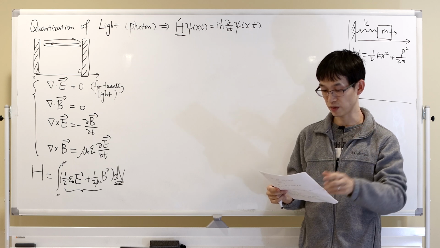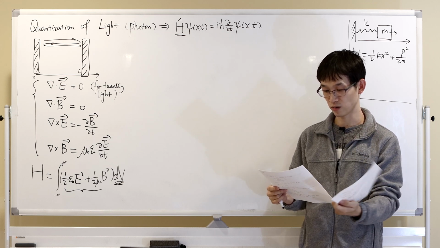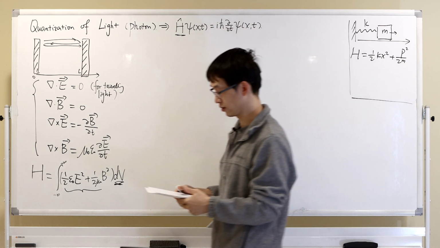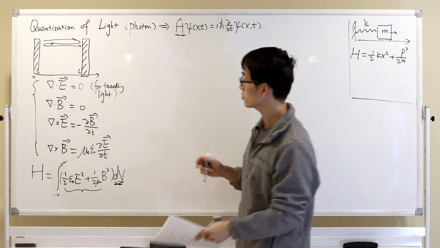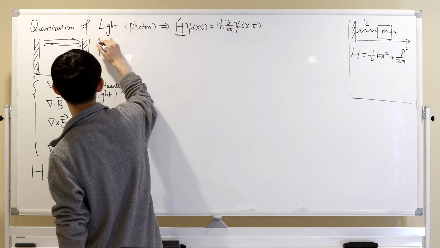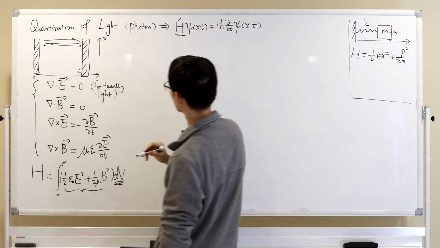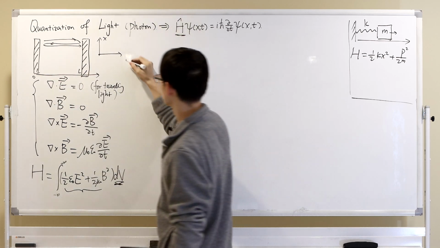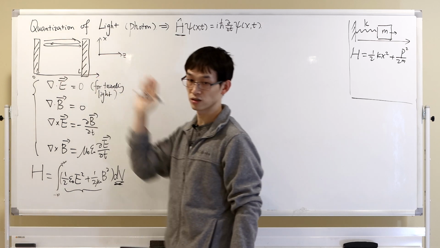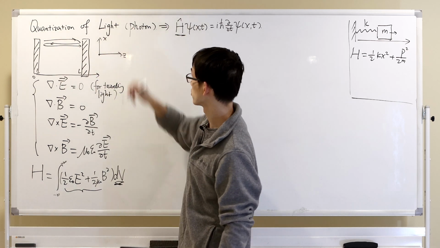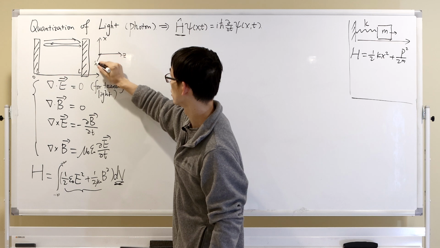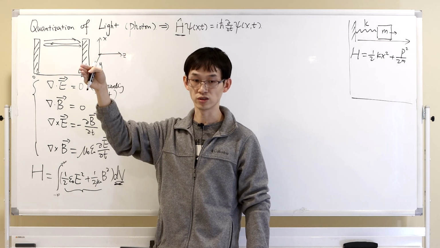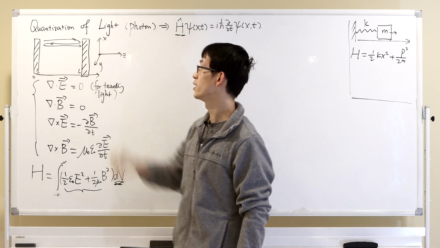Now let's think about what the light would be inside the cavity. So let's set the coordinates first. This direction is z, the light propagation direction, and then the vertical direction is x, and the direction coming out of the whiteboard is y. So it's actually a right-handed system.